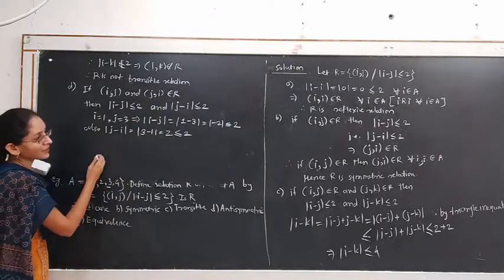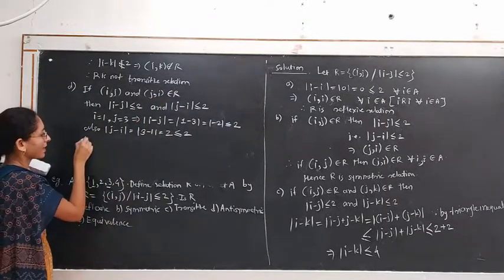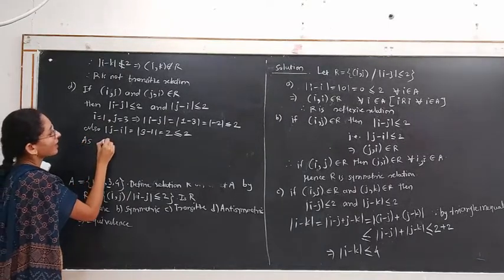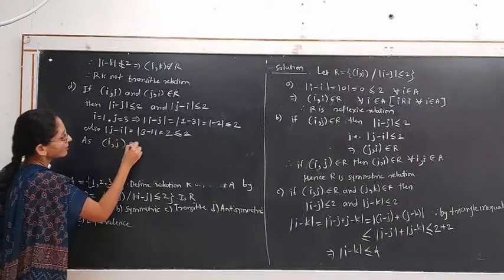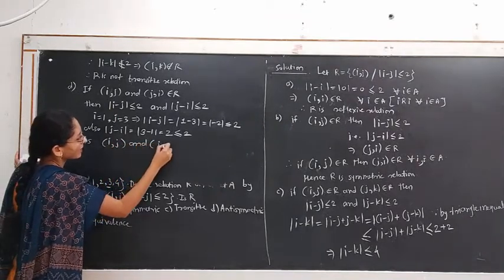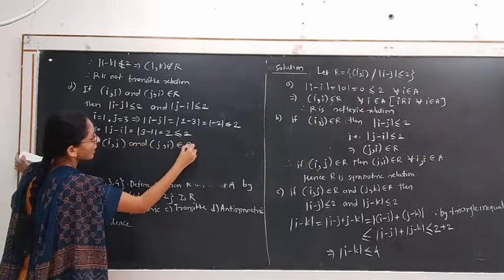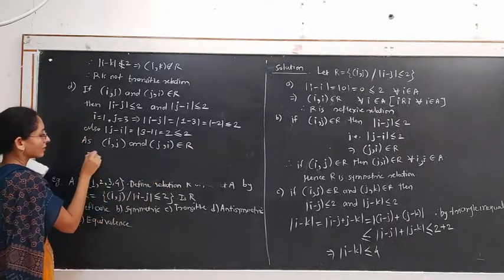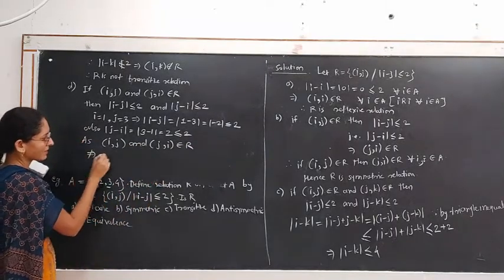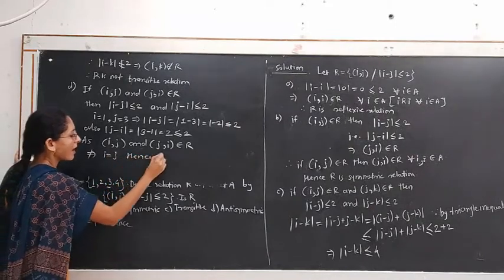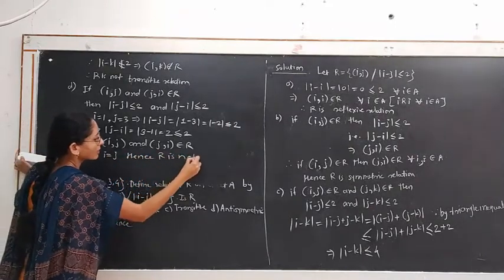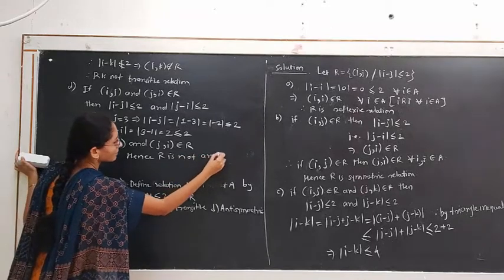Hence R is not an antisymmetric relation, as the ordered pairs (i, j) and (j, i) belonging to R does not imply i is equal to j. Hence R is not an antisymmetric relation.